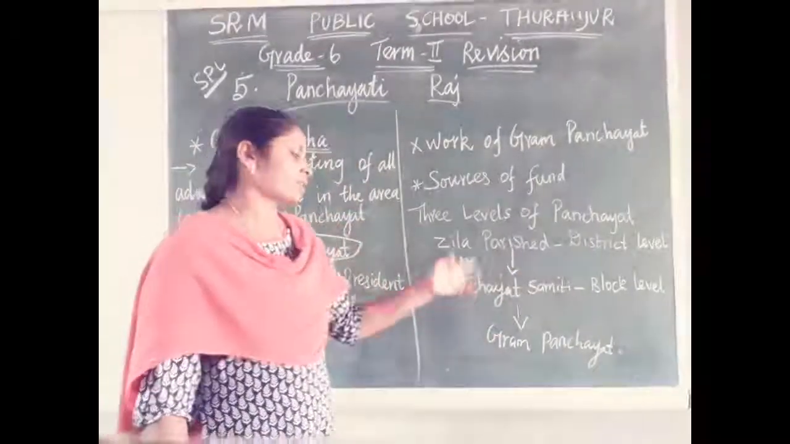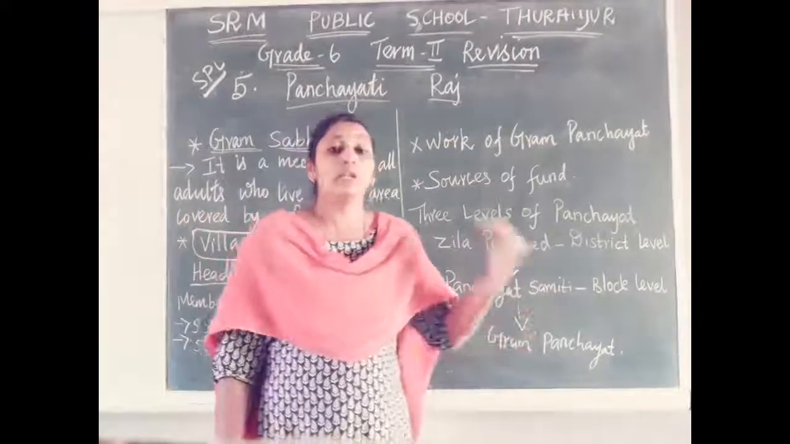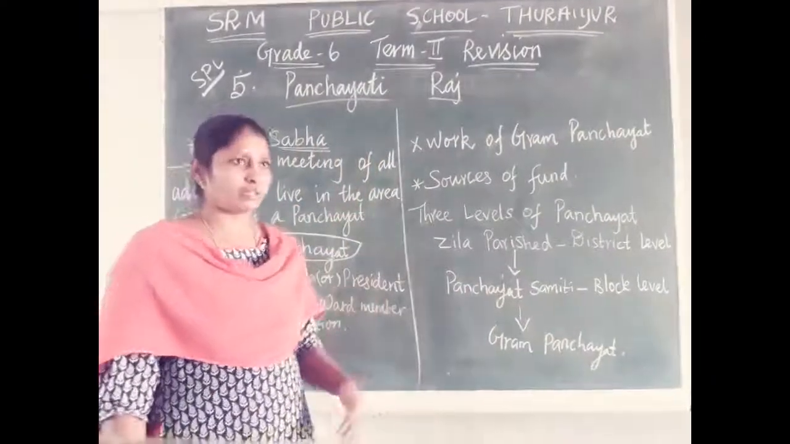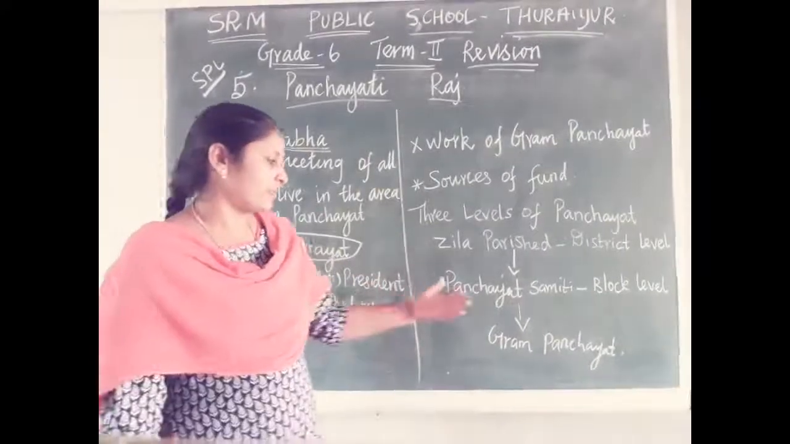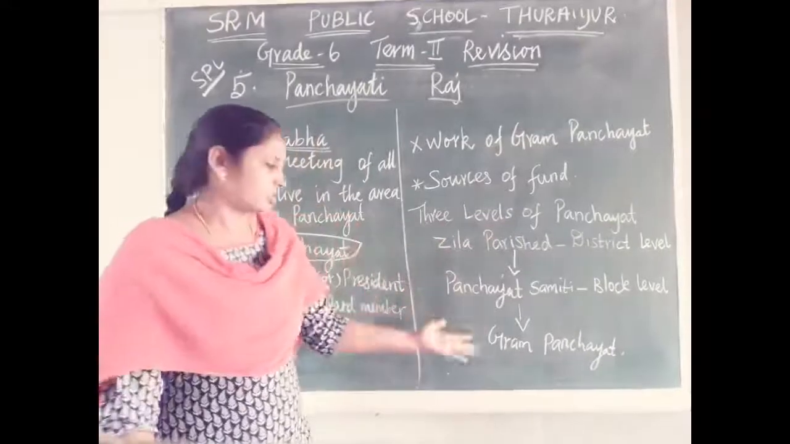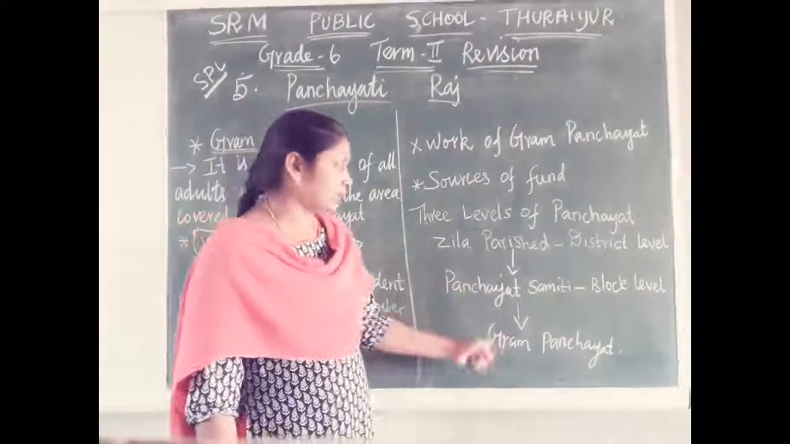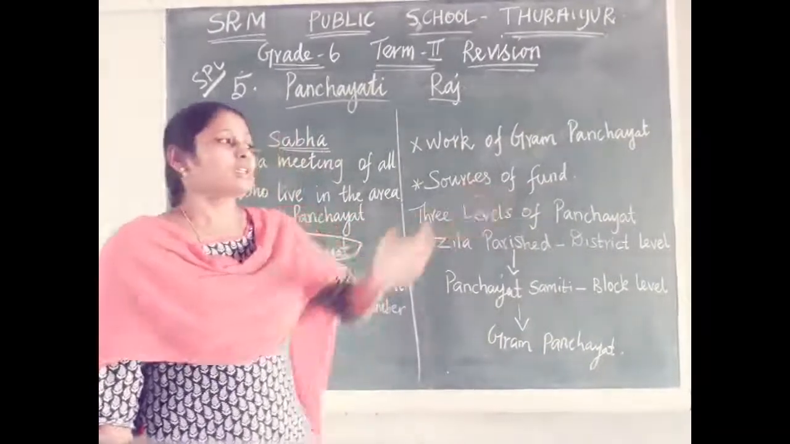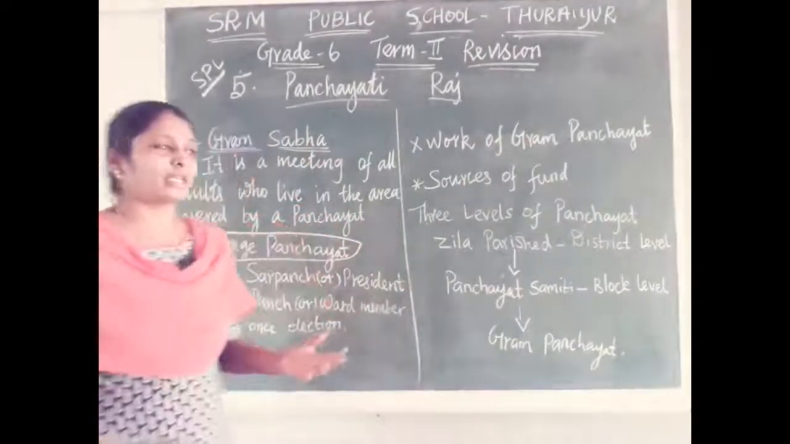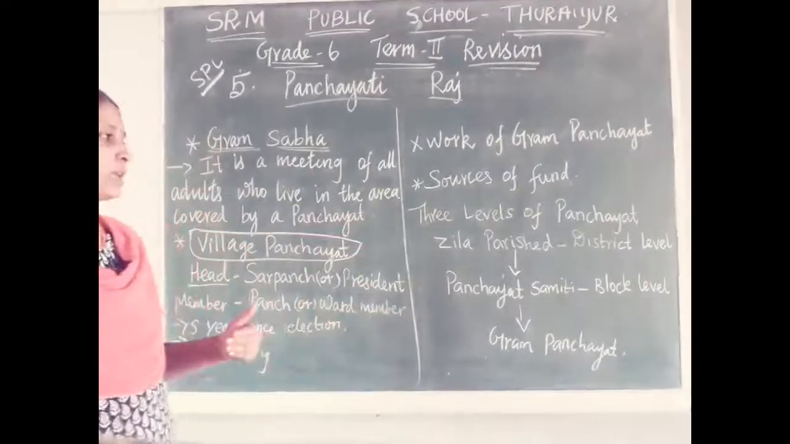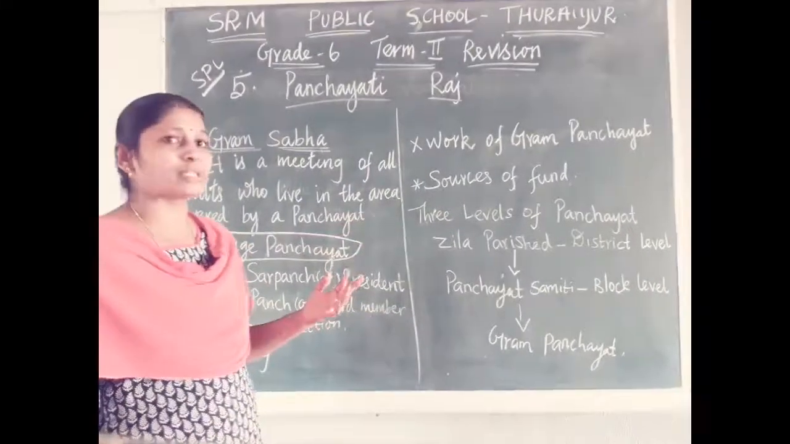So this Panchayat Samiti decides how much amount will be allocated to each panchayat. According to the population of the particular village, the block Samiti or Panchayat Samiti will allocate funds to the Gram Panchayat. In that way only, the village Panchayat gets the amount. Clear? So we have 3 levels of government or 3 levels of Panchayat. That is only called Panchayati Raj.